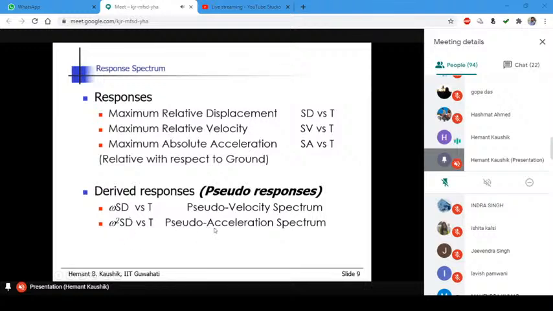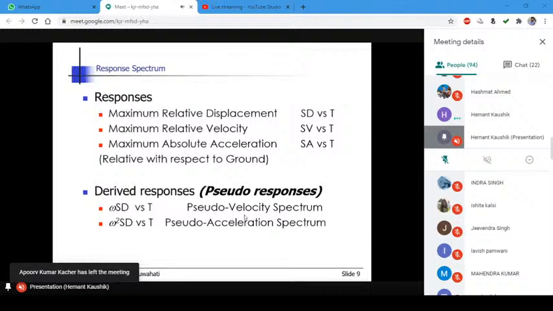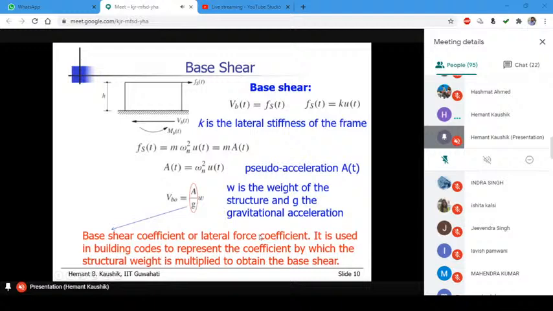If you look at our design acceleration, it is actually PSA, pseudo spectral acceleration, and pseudo spectral velocity. These are not the real velocity and acceleration, but derived responses. The reason we use derived responses is simple: once you have spectral displacement, you can simply convert it into pseudo spectral velocity and pseudo spectral acceleration. Let us see what this pseudo thing is.